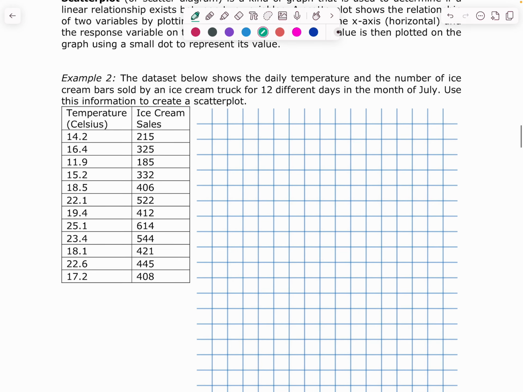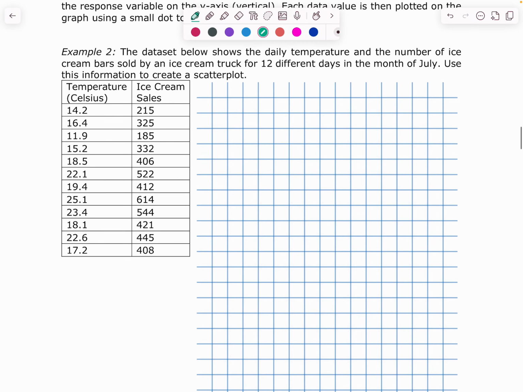The example we're going to work with shows the daily temperature and the number of ice cream bars sold by an ice cream truck for 12 different days in the month of July. We're going to use this data to create a scatter plot.